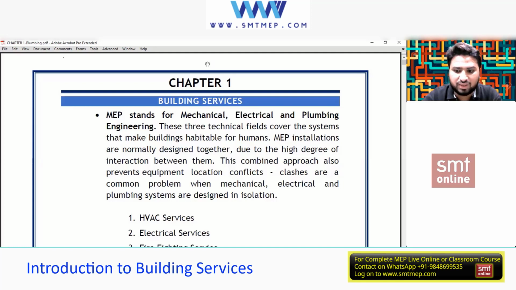Now, among MEP, what we are learning right now is partly M and complete P. That partly M is HVAC, firefighting and plumbing again. So we are dealing with partly M and complete P, that is plumbing and firefighting. Who will be taking care of this? We'll be seeing this, but let's have some more information about it.